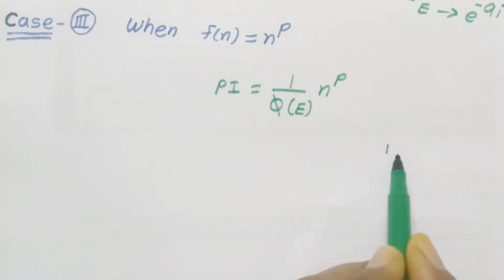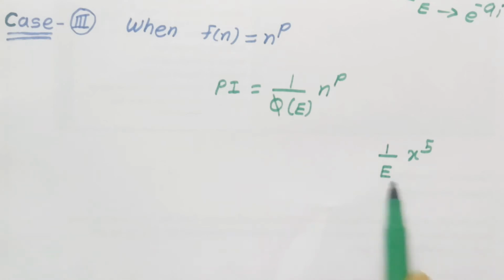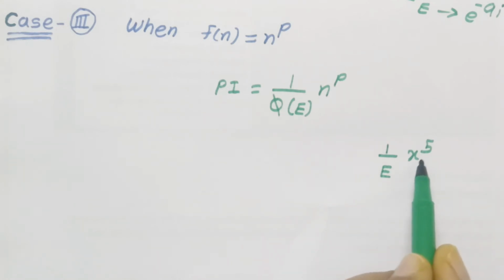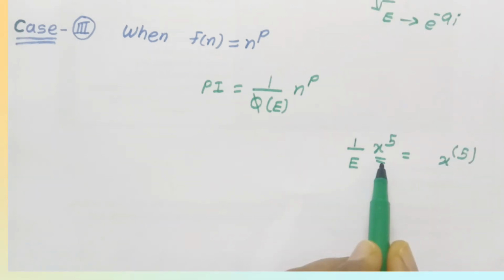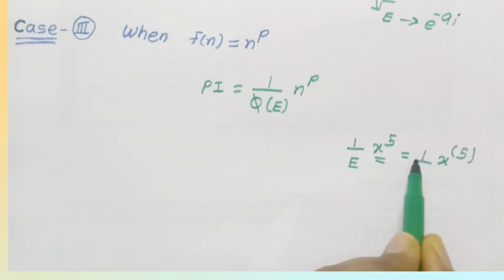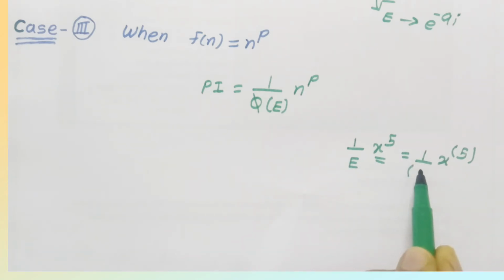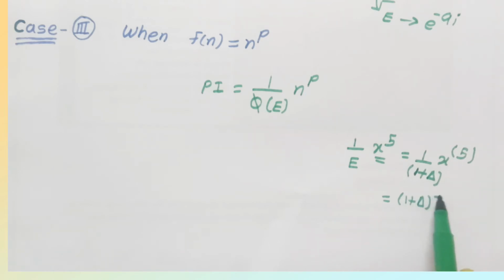Look, if we have written here 1 upon e minus 1, x raised to power 5, you cannot solve this directly. We have to convert this x raised to power 5, this is our polynomial, and we have to convert this polynomial into factorial. Suppose we are converting this x raised to power 5 into factorial form, that is x raised to power 5 factorial, and instead of e we can write 1 plus delta, because the relation between delta and e is e equals 1 plus delta. So here we get 1 plus delta raised to power minus 1 x raised to power 5 factorial.